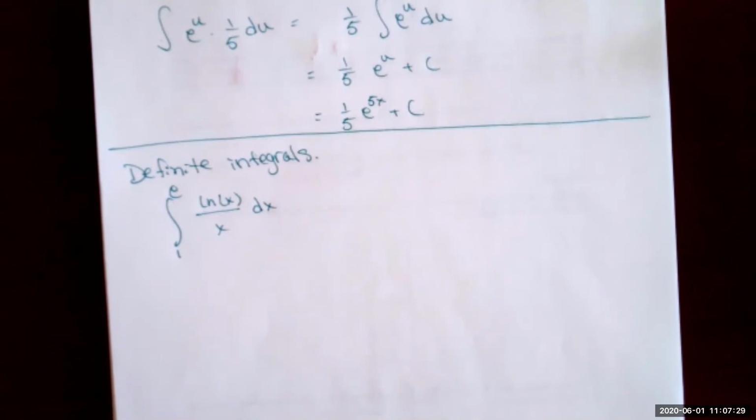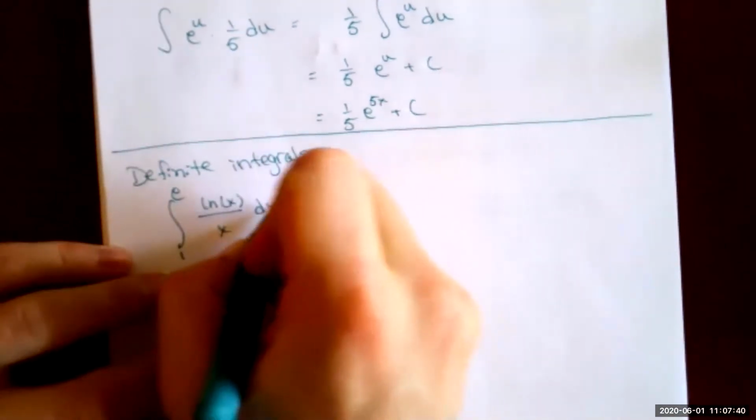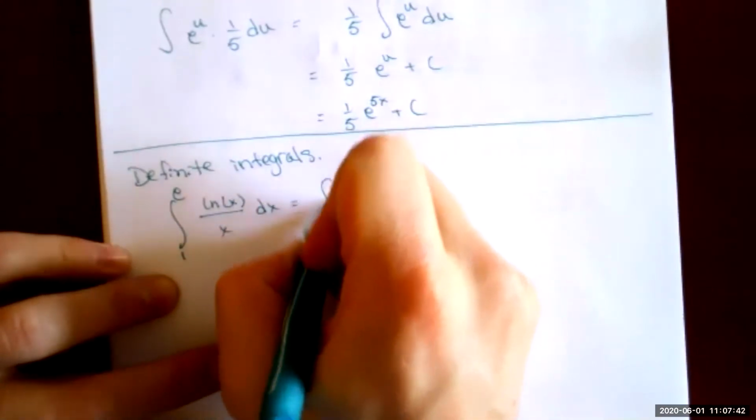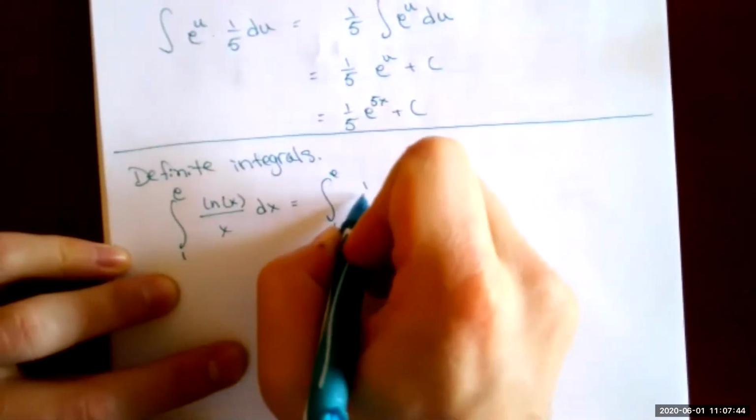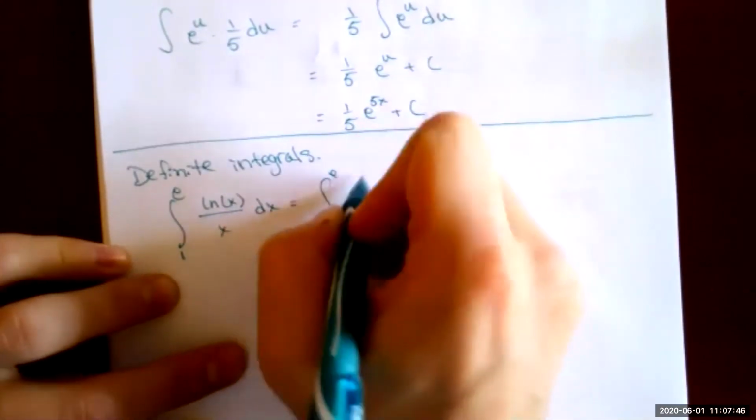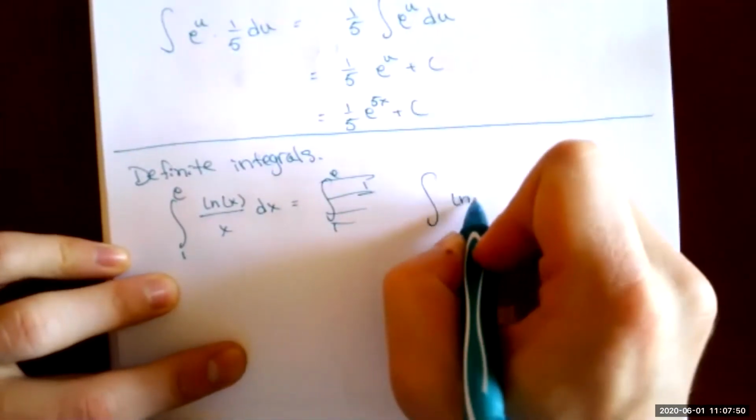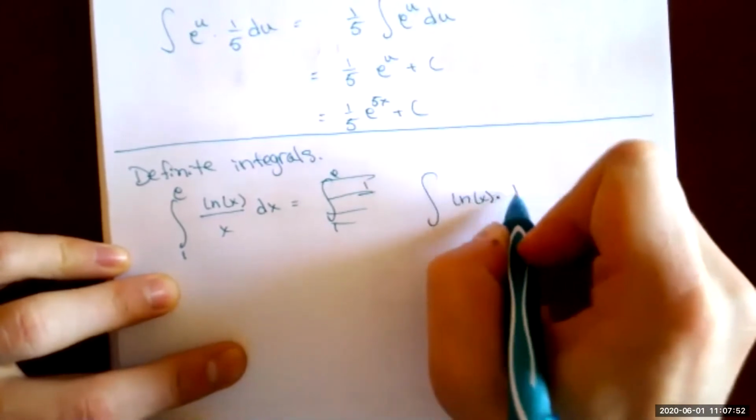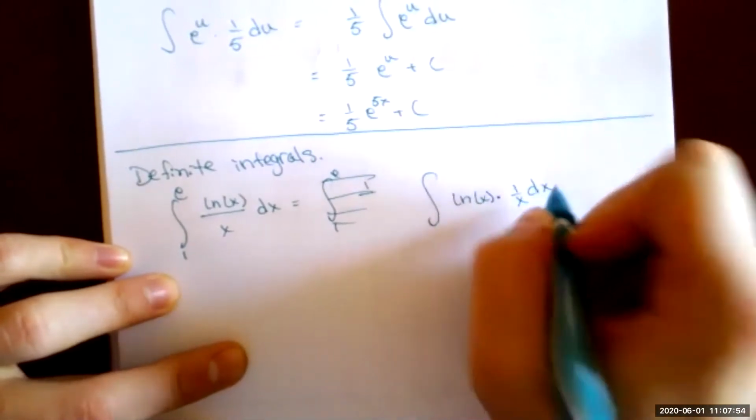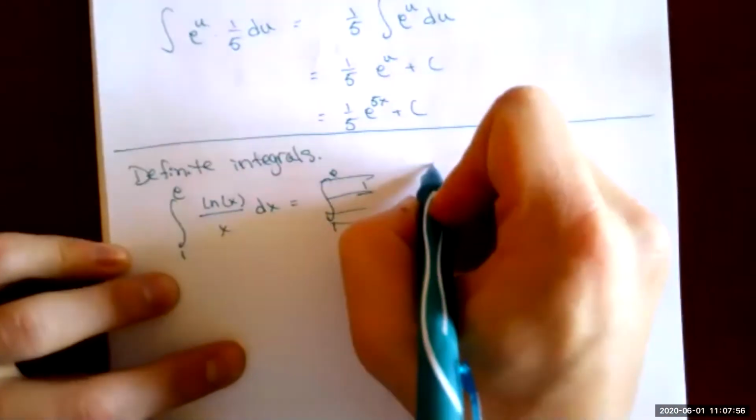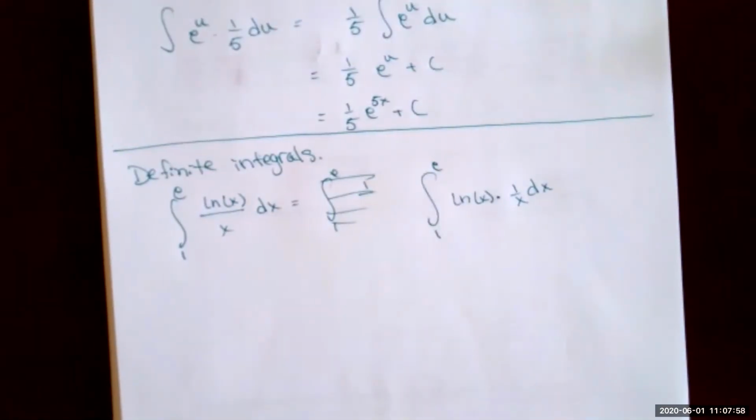So anytime we need to integrate a natural log at the moment, you should look for, well, what is the derivative of natural log? And the derivative of natural log is 1 over x. So we're going to rewrite this. Let me write it this way in order: natural log of x times 1 over x dx. And we've still got our bounds of integration.